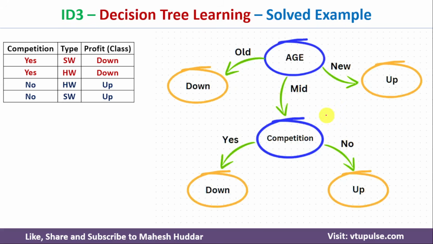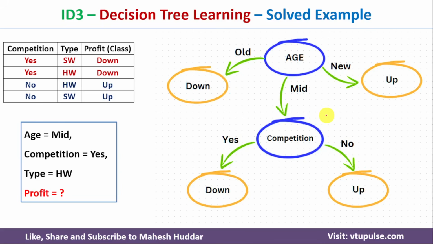So once you build the decision tree, next we need to predict the label for the new data, where age is equal to mid, computation is equal to yes, and type is equal to HW. So from the base node, that is the root node, we need to go. Here we have age, in that we need to consider mid. So we will go like this, and after that whenever we reach computation, in this we need to consider yes. So this will become down. So the target class will be down for this example.